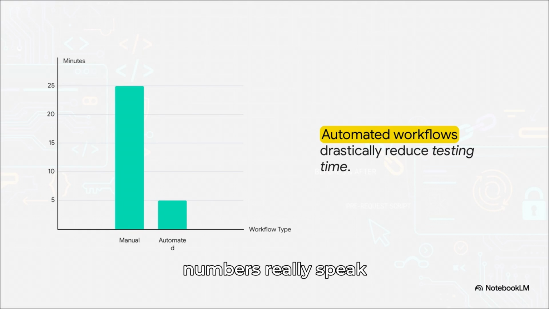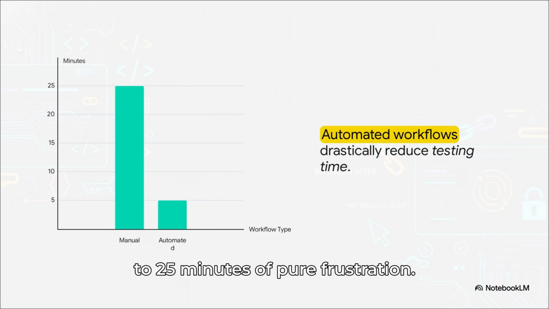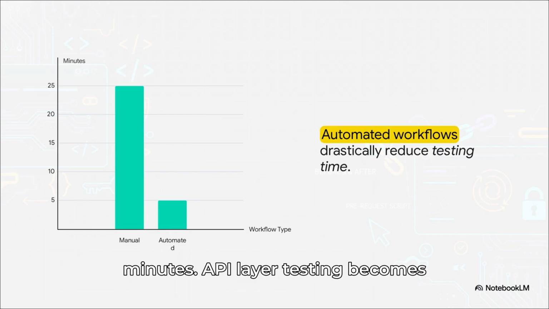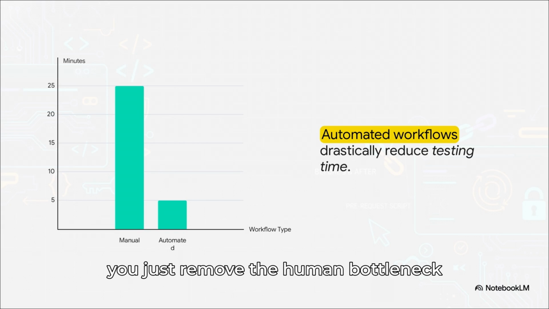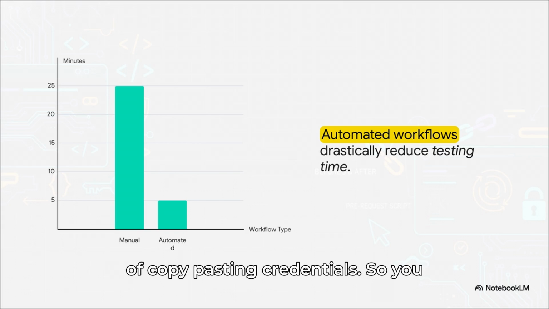The numbers really speak for themselves here. That old start and stop manual workflow easily stretches a testing session out to 25 minutes of pure frustration. But with the automated pre-request script in place, your actual testing time drops to under 5 minutes. API layer testing becomes exponentially faster when you just remove the human bottleneck of copy-pasting credentials.